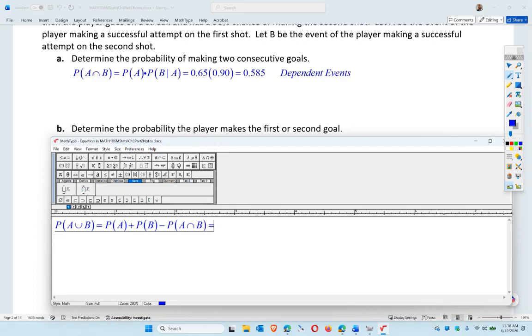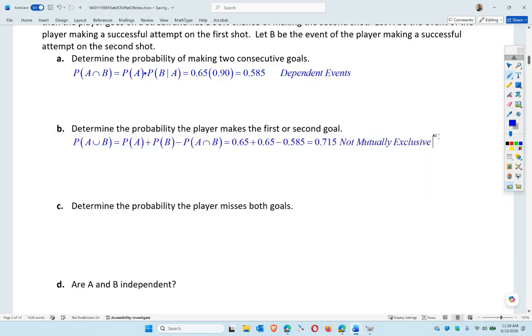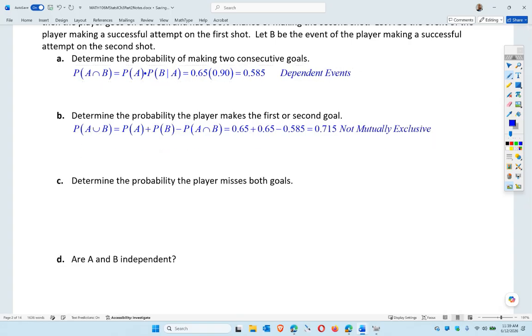So this equals 0.65 plus 0.65, assuming the events are independent, and then the overlap is 0.585, which accounts for the hot streak, so that's 0.715. So they are not mutually exclusive. That's why we have to subtract out the overlap, because they can't be counted the same thing at the same time. And they are dependent because the next one depends on the previous one, essentially.